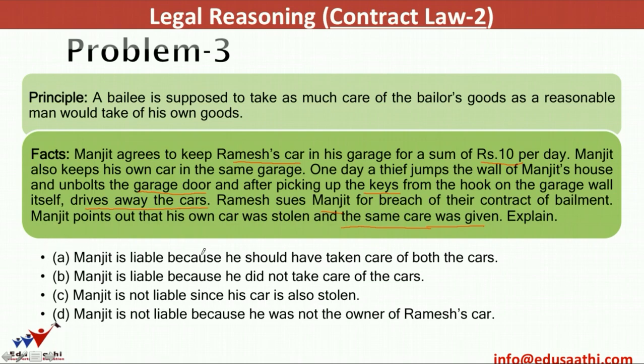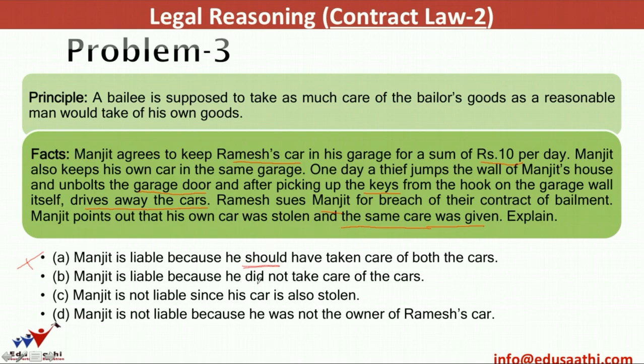A. Manjeet is liable because he should have taken care of both the cars. Right? Yes. It's not an answer, because the option is struck out since there's a word 'should have'. The word 'should have' means that we are talking about the possibility. So the act has already happened. We have to just decide whether he is liable or not and why he is not liable. We do not have to look into the factor of what he should have done and what not. So this is not an answer.